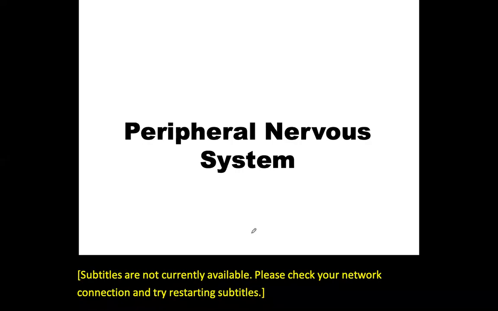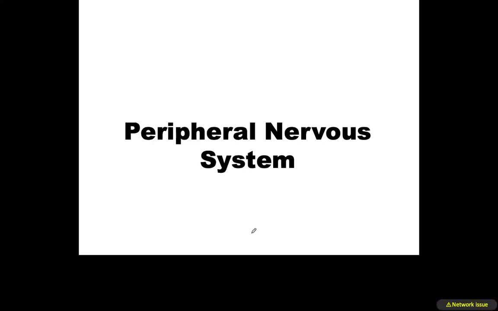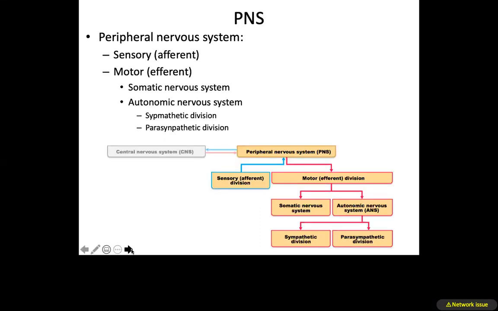Hi, everybody. Today we are going to discuss the peripheral nervous system, with our focus being on the autonomic nervous system, the two branches being sympathetic and parasympathetic. So let's go ahead and get started.